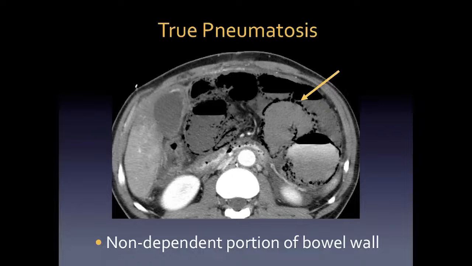So here is an example of true pneumatosis where we look at the non-dependent wall. The lumen is quite full here, so it's hard to tell. But in these cases where the lumen is outlined by air, we're still seeing those dots of air in the non-dependent wall. This is actual air in the wall, true pneumatosis.